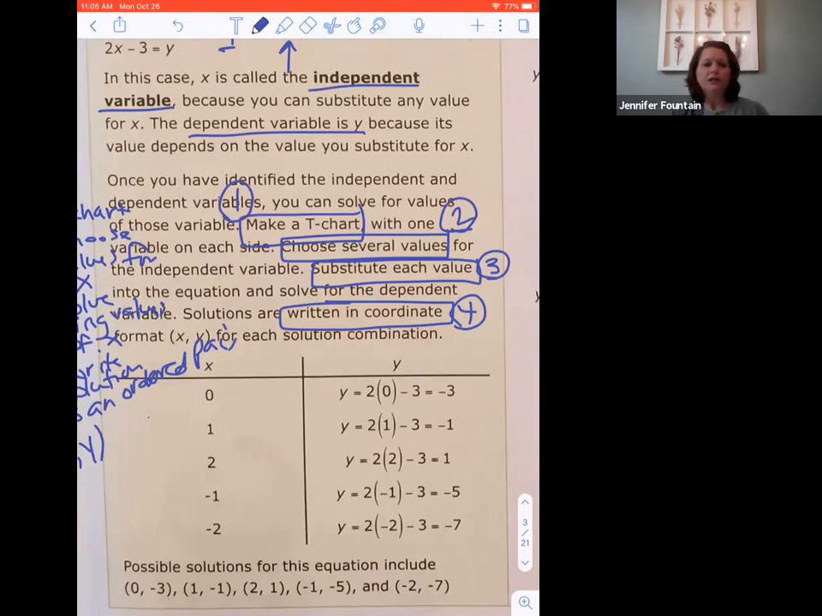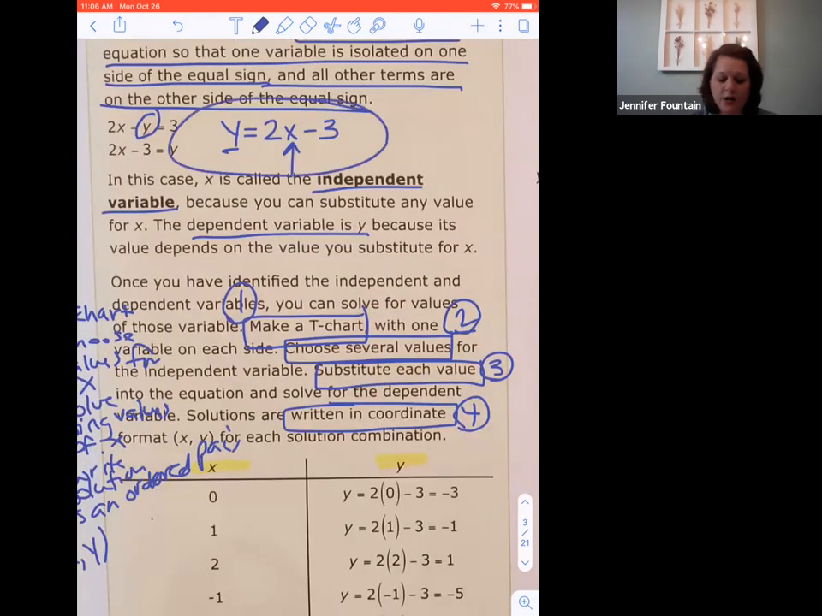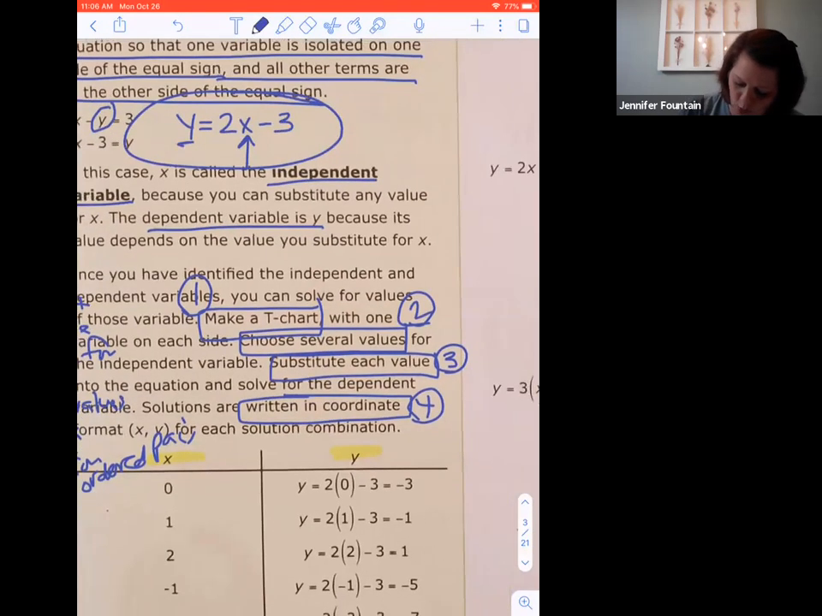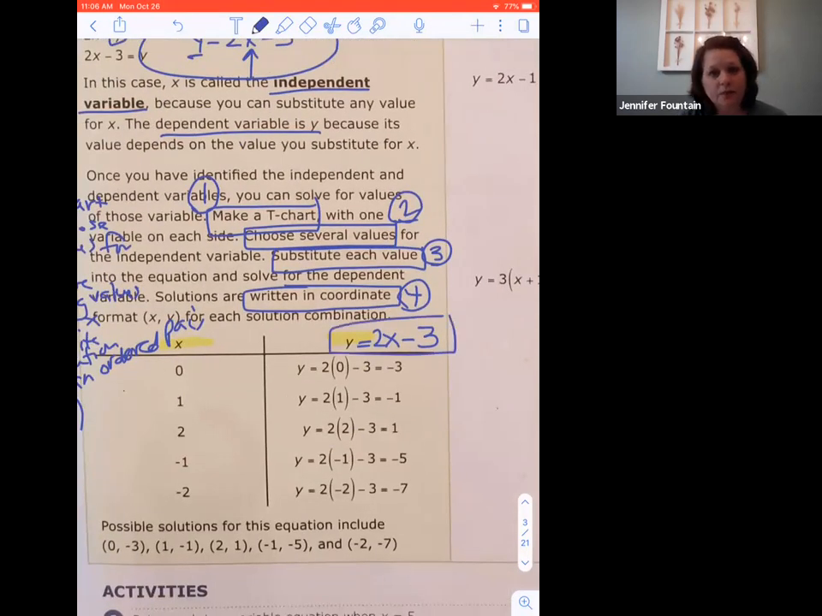So notice in this situation, they've set up a T-chart. They have put X on my left-hand side and Y on the right-hand side. Now my original equation that we are using is up here, Y equals 2X minus 3. So what I'm going to do is go ahead and write this right here, Y equals 2X minus 3. I like to write what Y equals on that right-hand side. Okay, that will help you because that's your original equation that you're going to be plugging in the value of X.